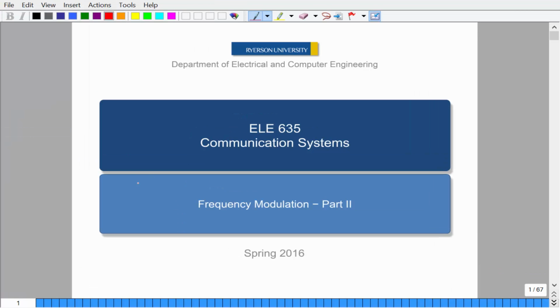All right. Okay, so hopefully this shouldn't take long. Hopefully half an hour, take a break, and then I'll do some superheterodyne questions, then we'll get out of here. Okay? So this is the second part of frequency modulation.